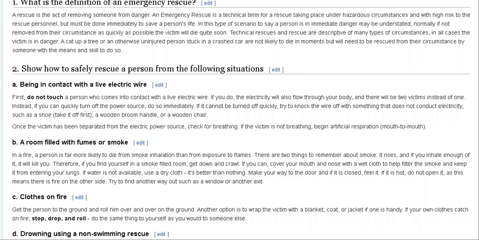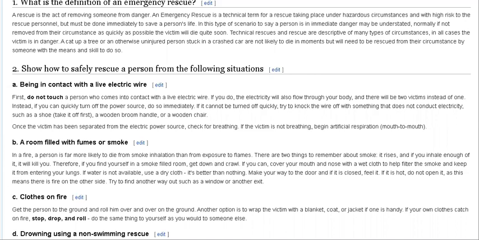Let's go to number 8. Being in contact with a live electrical wire. First, it's saying do not touch the person who comes into contact with the live electrical wire. If you do, the electricity will flow through your body and there will be 2 victims instead of 1. Guys, if someone is in contact with a live electrical wire, do not touch them. Humans are conductors, apparently. Instead, if you can quickly turn off the power source, do so immediately.